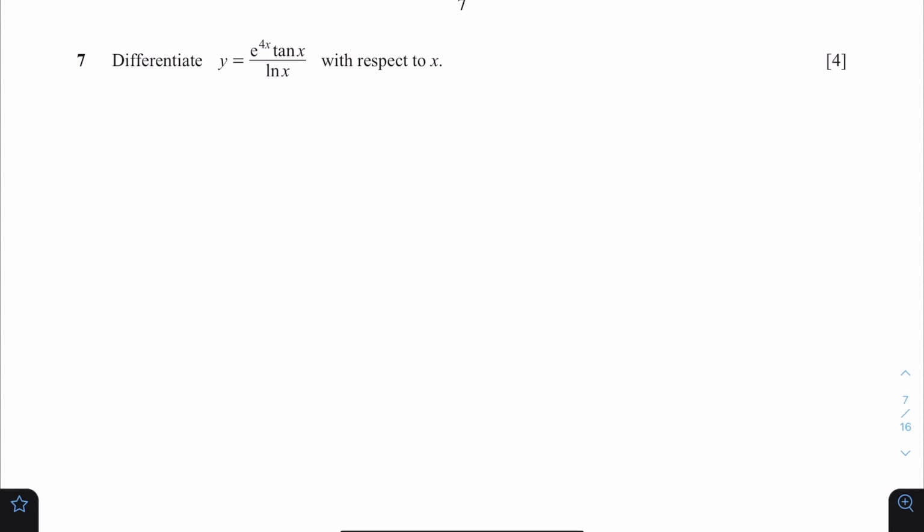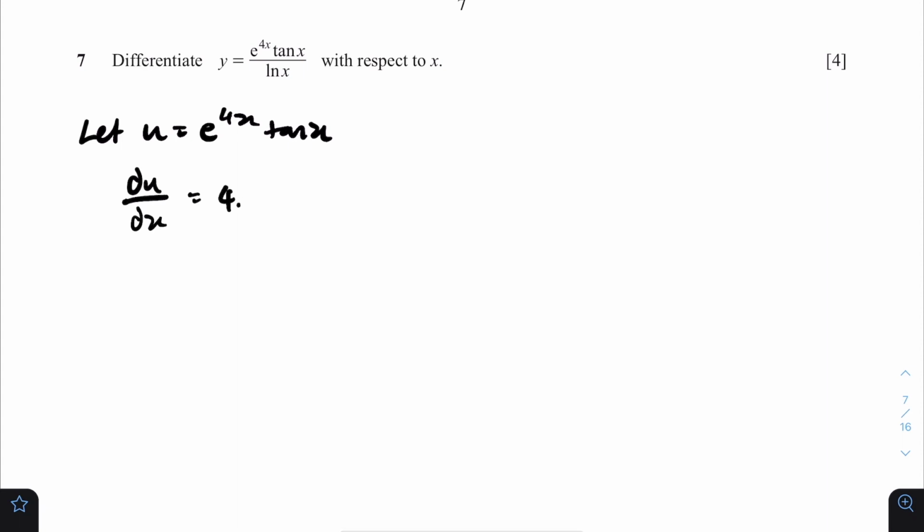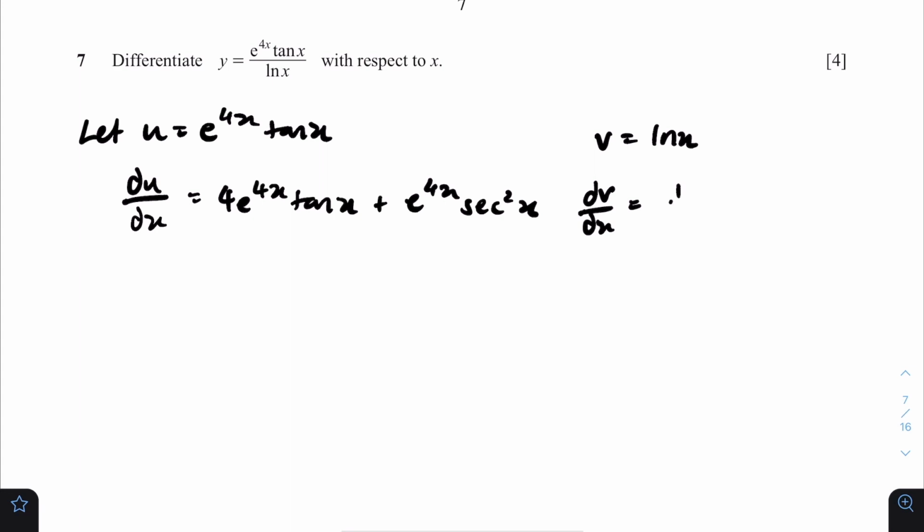So we're going to use the quotient rule. Let u equal e to the power 4x times tan x, and let's differentiate that. So du over dx is equal to 4e to the power of 4x tan x plus e to the power of 4x secant squared x, using the product rule. On the other hand, we have v equal to ln x, so dv over dx, the derivative of that, is equal to 1 over x.